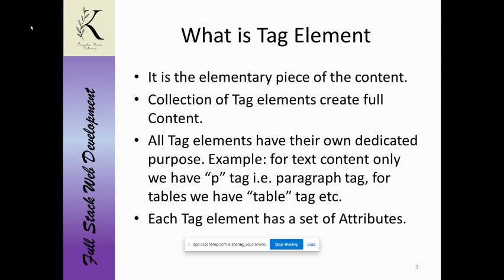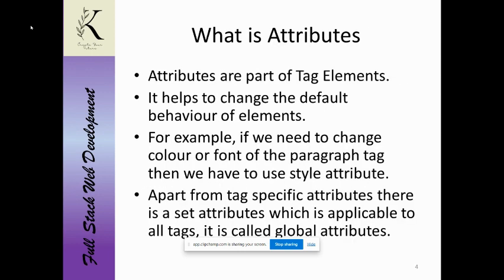Now each tag consists of a set of attributes also. These attributes actually change the default behavior of any element in the web page. So what does default behavior mean? If I use a p tag, then when it is rendered in the web page, it will come with some default settings like default font, default text color. So if I don't like to keep that default font, we can change the font style, color, and different information also.